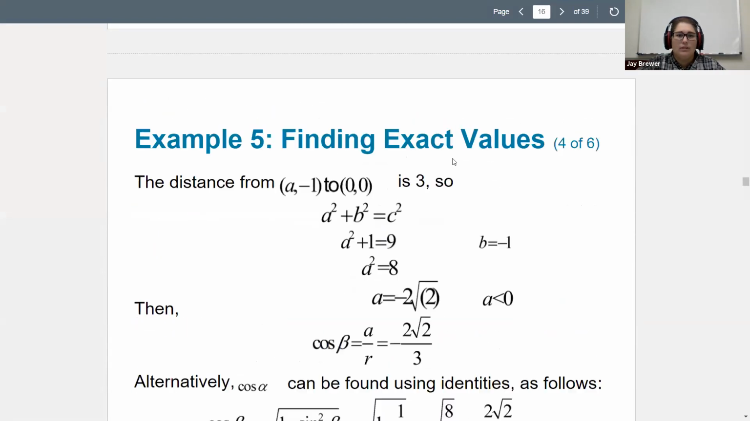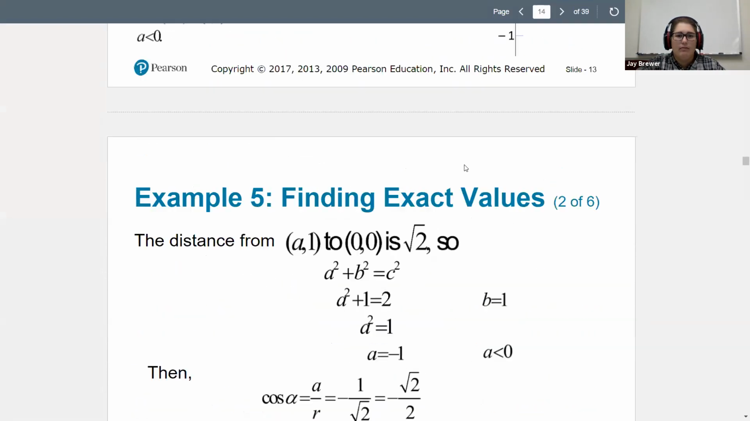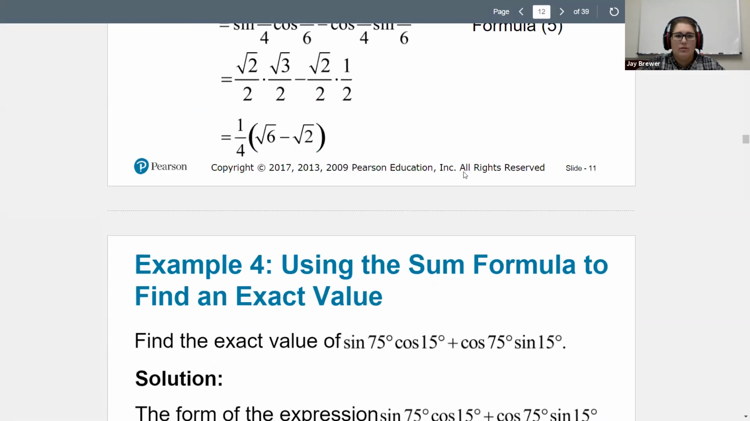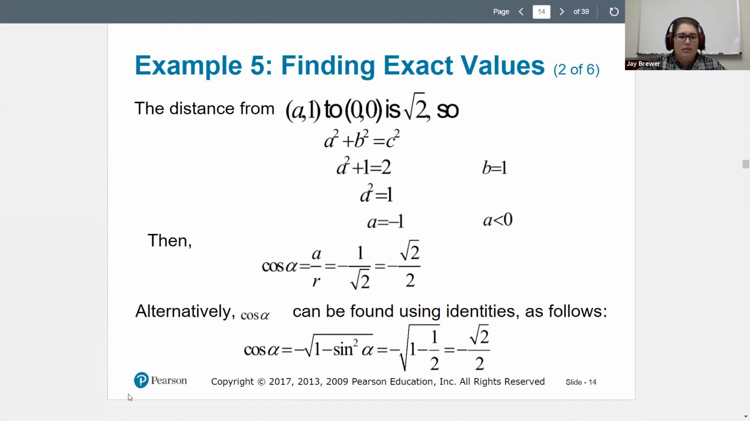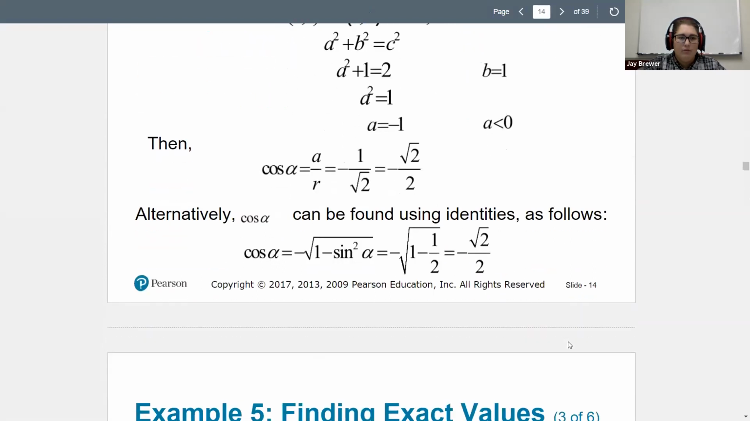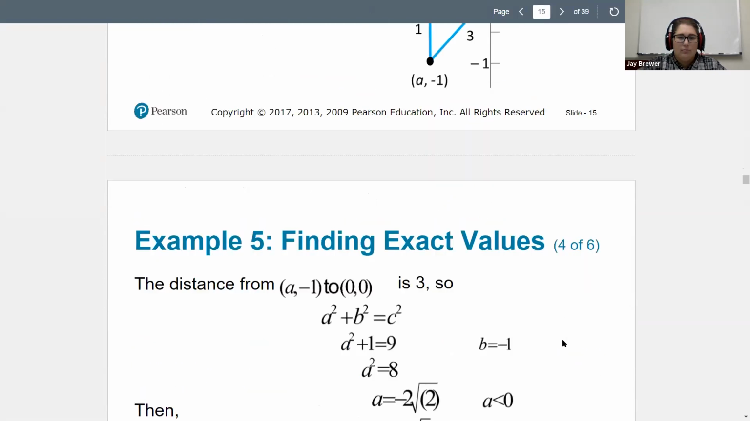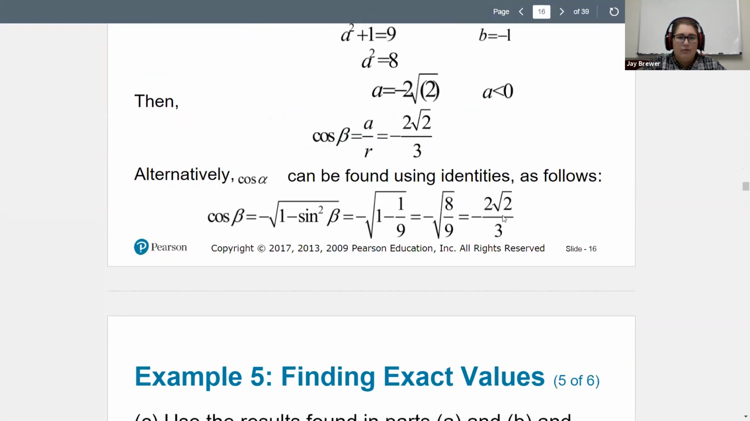All right, so you guys were interested. Is anyone interested in the alternative methods? I'll show them to you real quick. Okay, so here's the first one. Alternatively, you could have found cosine alpha by using the identity. Cosine alpha equals negative radical 1 minus sine squared alpha. You can see that would be negative square root of 1 minus 1/2. So you would still end up with negative radical 2 over 2. All right? So that's one option. You can do the same thing for cosine of beta.